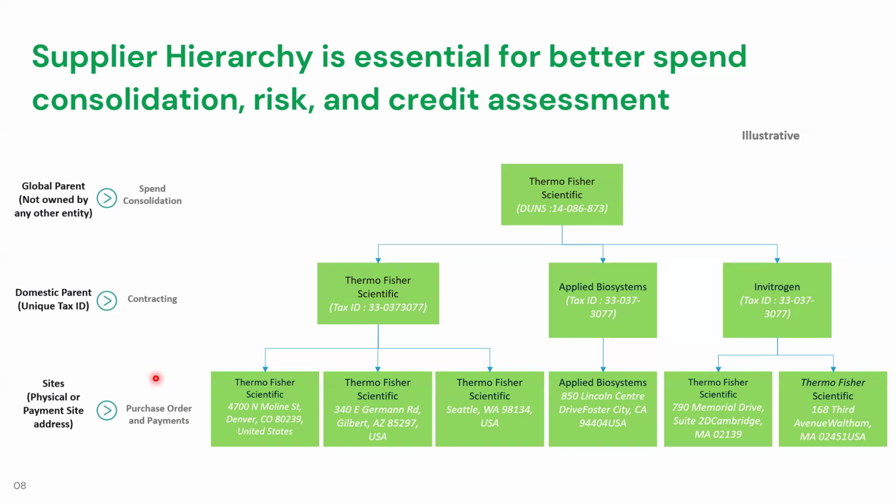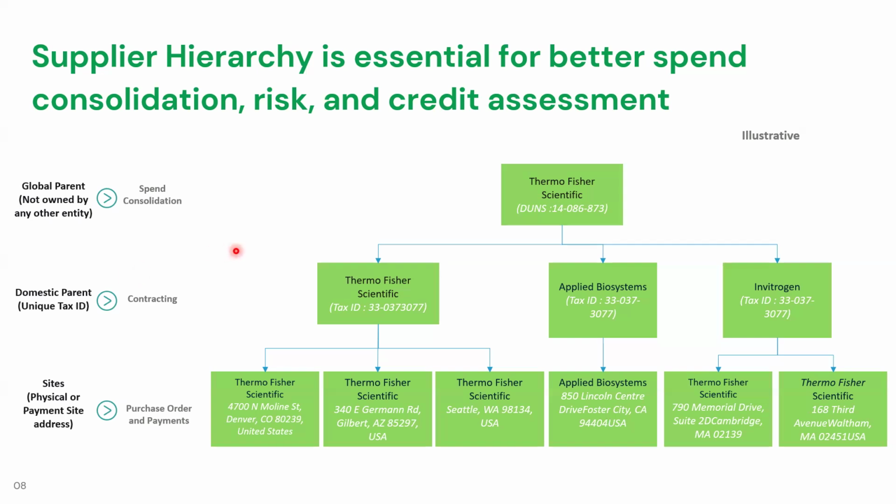But I think it's ideal to have the source from data like Dun and Bradstreet, where you can clearly see which one is a global parent. And the corresponding DUNS number is also useful because you can get information about their credit assessment and risk scoring, which comes directly at a DUNS number level. Hence, having the DUNS for a global parent is also very important.